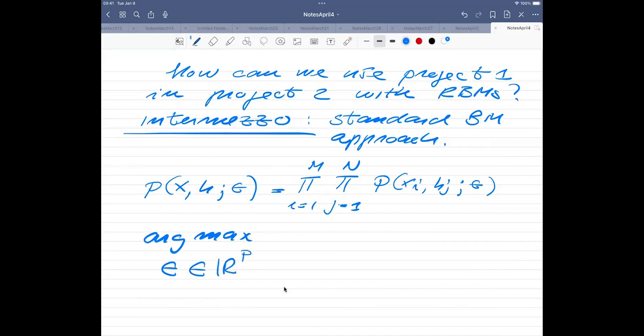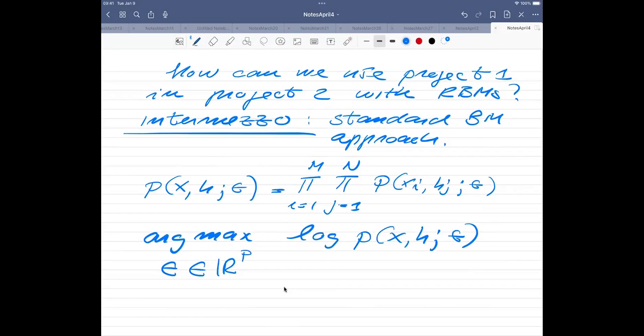And then we are going to optimize this with respect to all the parameters which we have. So we could now say that there is a set of parameters which we need to optimize. And then we typically optimize log of P(x, h, theta). That's the typical approach which we would have when we are doing this in a standard Boltzmann machine-like approach.